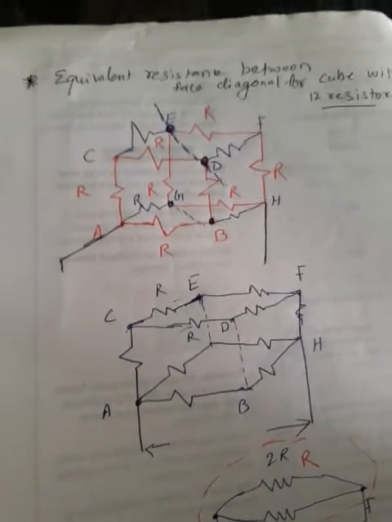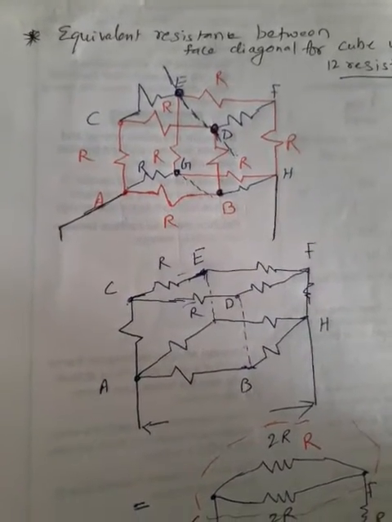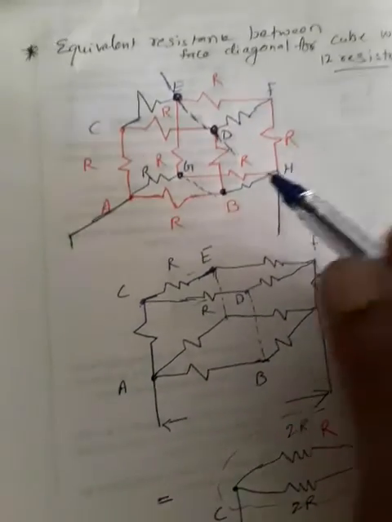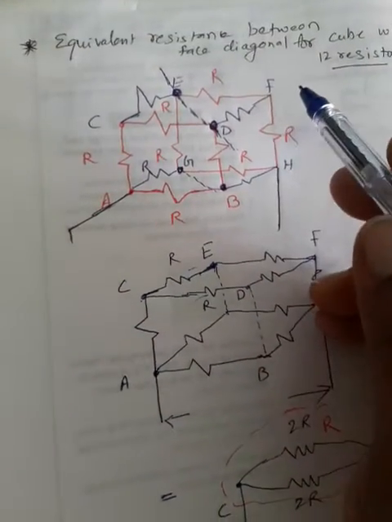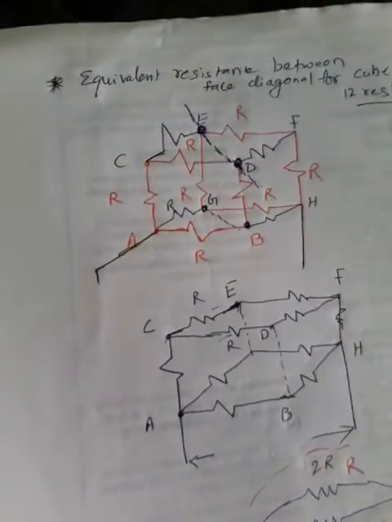Hello students, in some of my previous videos we have understood how we found resistance for the cubical combination of 12 resistances. In the last video it was for the longest diagonal. Now let us see over here for the face diagonal. So we are talking about the face diagonal.